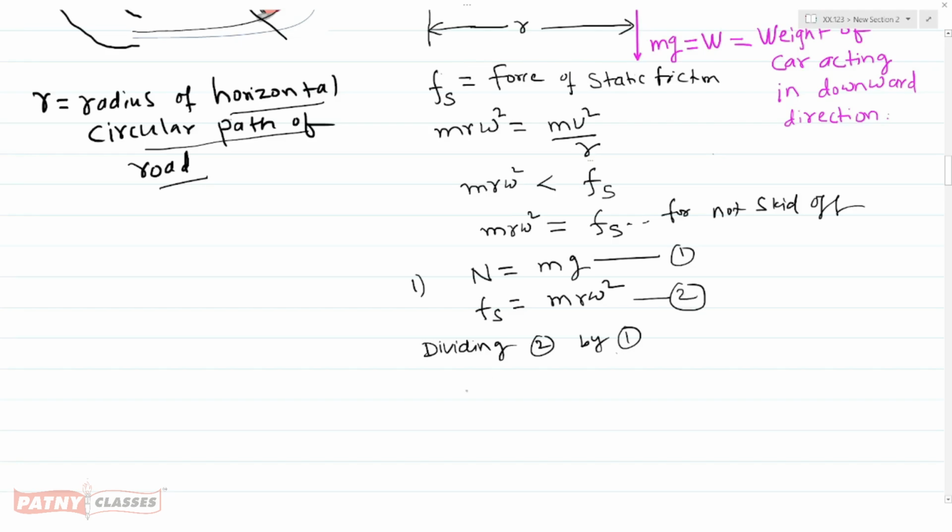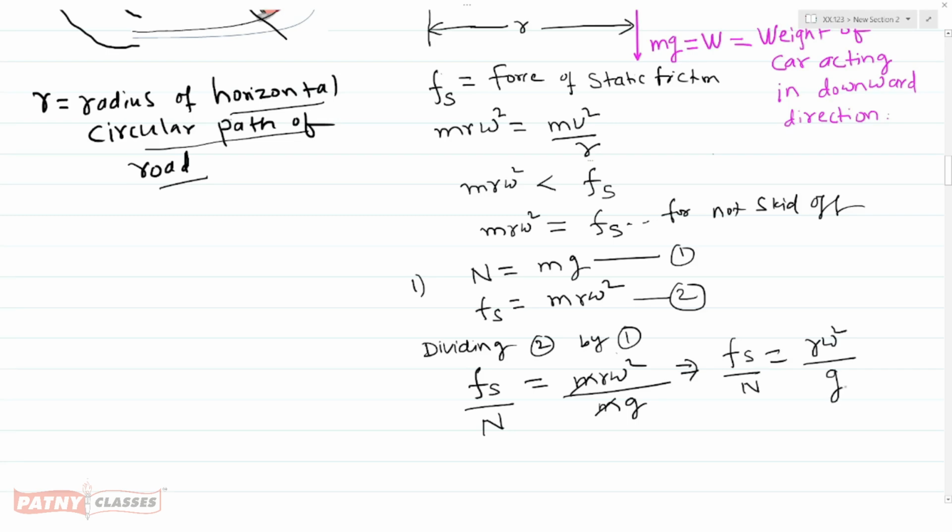Now dividing 2 by 1, we get Fs upon N equals m r omega square divided by mg, and the m gets cancelled. So Fs upon N equals r omega square divided by g.